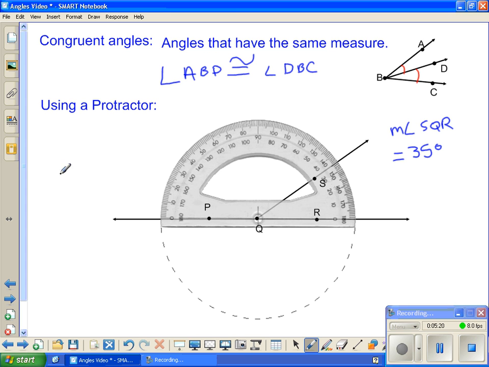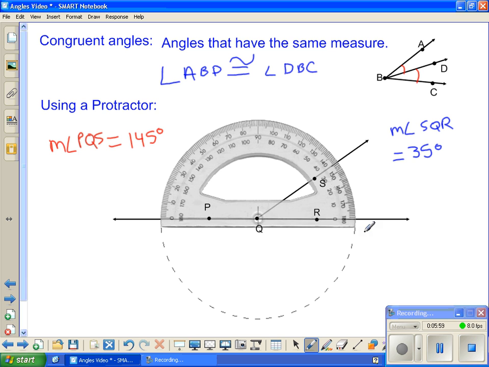And then over here, the measure of angle PQS, is equal to, now notice if I start here, now I'm working on these outside numbers. Here I was working with the inside because I was starting right here at 0, moving up. I'm going to start at 0 here and move around, and I see that that is 145 degrees.